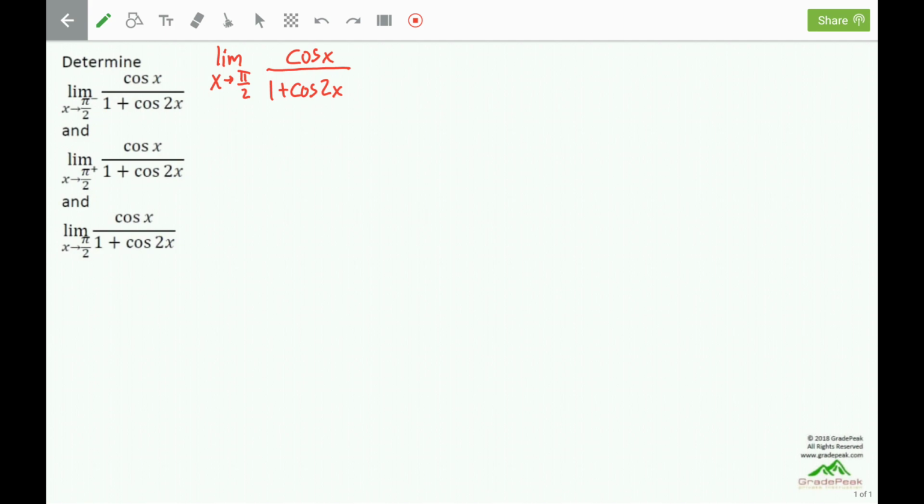First thing to do is try plugging pi over 2 in for each of the x's. That will give cosine of pi over 2 divided by 1 plus cosine of 2 times pi over 2. The cosine of pi over 2 is a 0, divided by 1 plus the cosine of 2 times pi over 2. The 2's can cancel, leaving just pi. This gives 0 over 1 plus cosine of pi, which is a negative 1. And 1 minus 1 is a 0, giving the 0 over 0 indeterminate form. We will need to rework this.